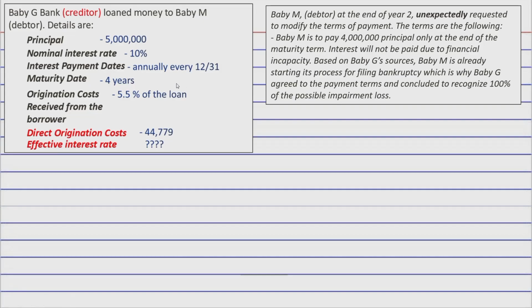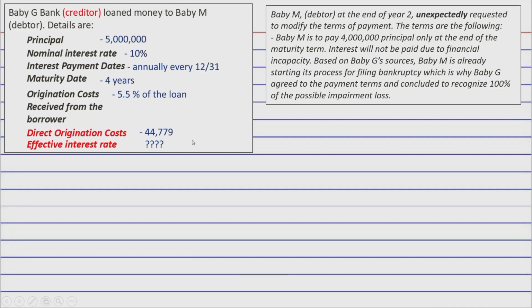Now, BBG did not give the whole 5 million as proceeds to Baby M. So BBG deducted first this 5.5% from the loan. Or if you convert it to amounts, that's 275,000 as charged for origination cost. But BBG did not actually incur that much. BBG only incurred 44,779. Now, because again of these two origination costs data, we needed to find the effective rate that we will use, which we did, and that's 11.5%.